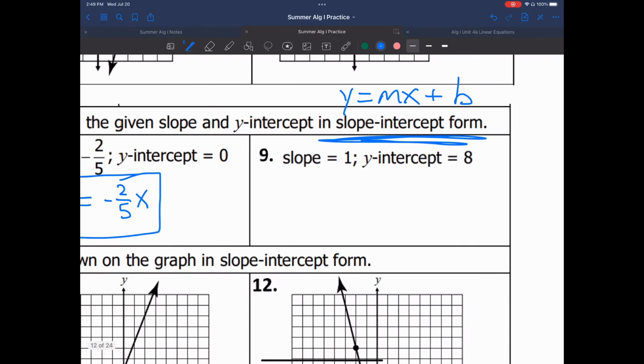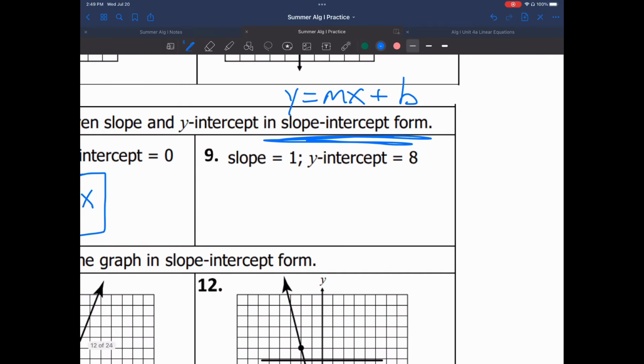Perfect. Okay. And our last one in this section, we would do y equals, now we could say 1x, but we don't need the 1 part of it, so I'm just going to put x. So get used to doing that if your slope is 1. Y-intercept is +8, so I would put +8.